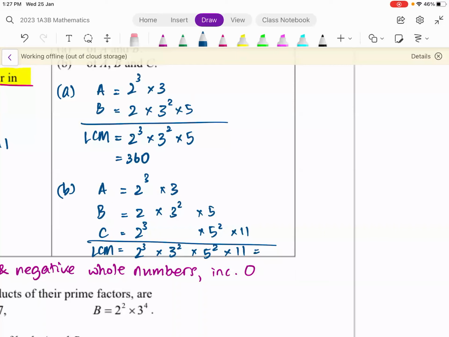Due to a lack of space, I'll just continue on the right hand side. 8 times 9 times 25 times 11. This is a big number. 19800. Okay, so this is our LCM. Any questions?